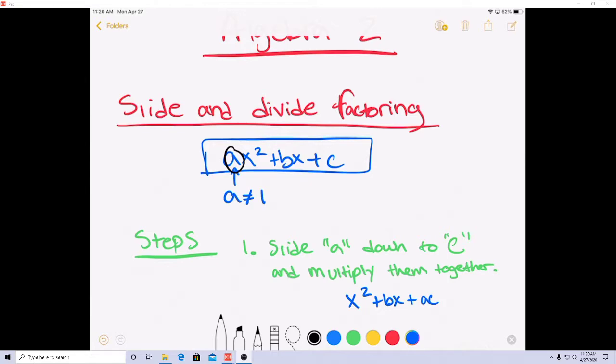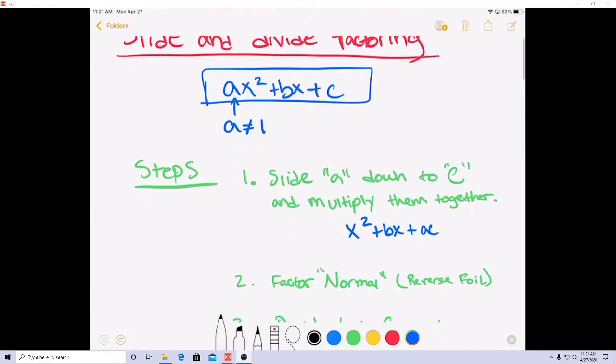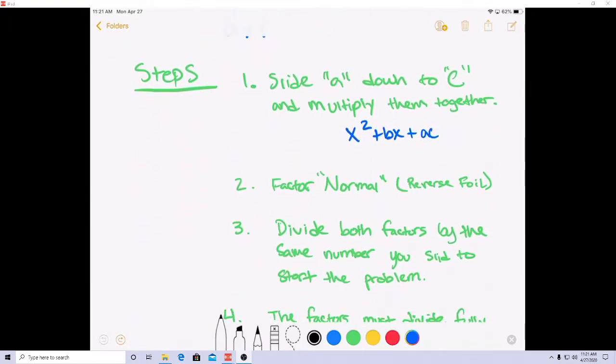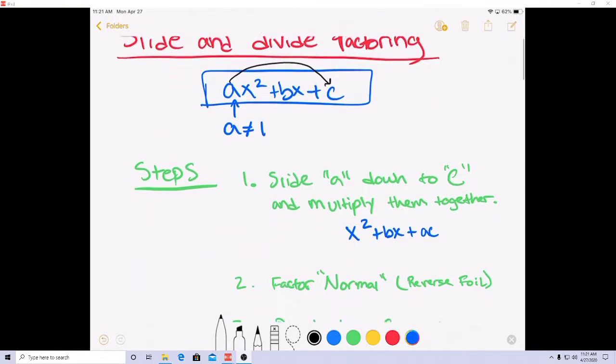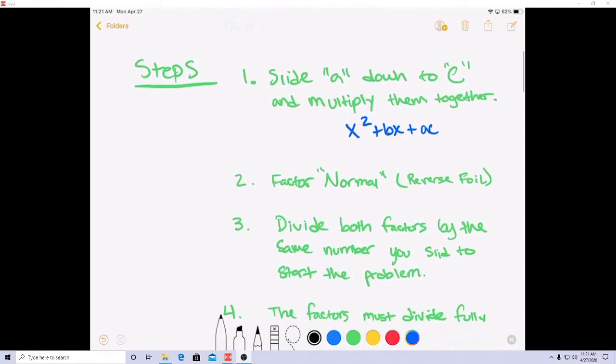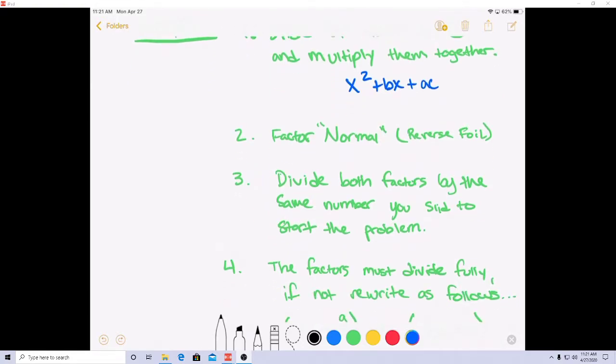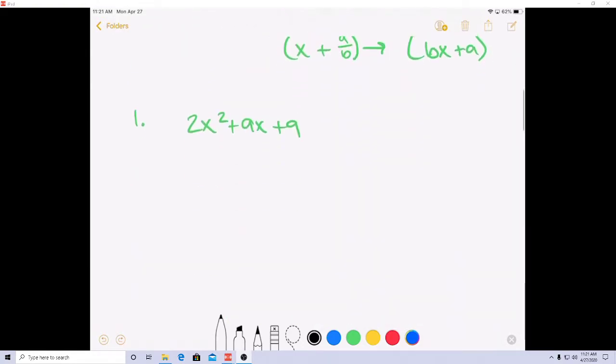All right. So here is what we are going to do. We're going to use the slide and divide method when that occurs. Again, there's got to be a number in front. So the first thing you're going to do is slide that number, that A value, down to the C value. So basically using this one, it's going to go all the way down there. Okay? And you're going to multiply them together. So then it kind of looks like last week's. There's nothing in front of the x squared anymore. So with that happening, we're going to use our reverse FOIL method. Okay, and we'll go back over that here in a second. So let's just start that problem right here.